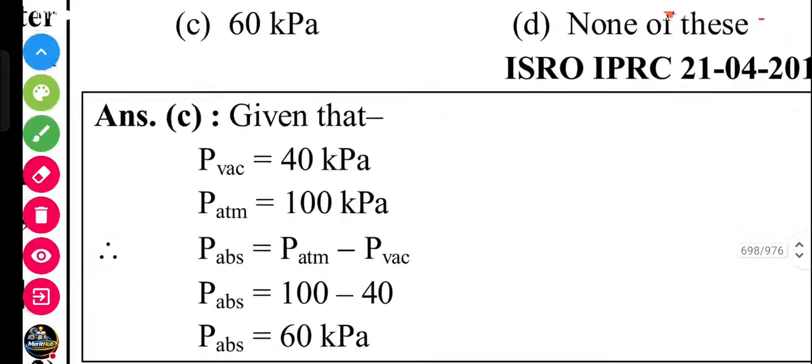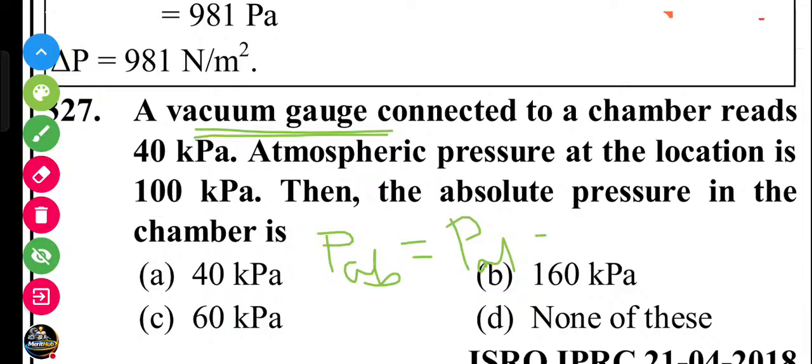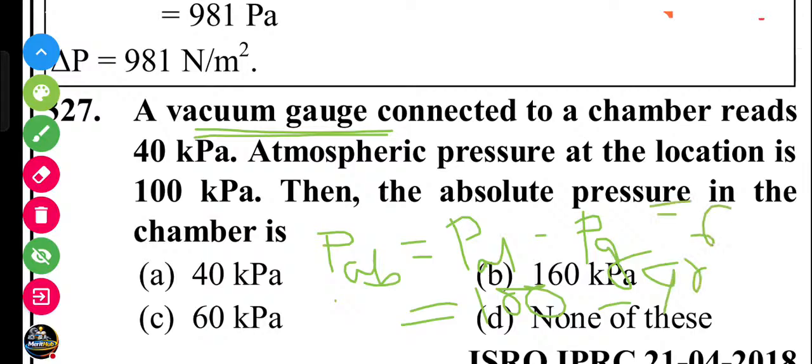Option C is given. Gauge pressure is not given, vacuum pressure is given. So P absolute equals P atmospheric minus P vacuum. P absolute equals 100 minus 40. So 60 is the answer. The vacuum gauge reading is the vacuum pressure, so 60 is the answer.